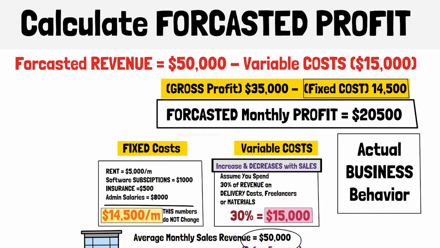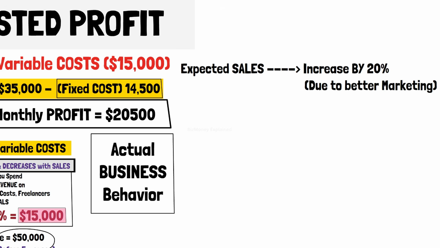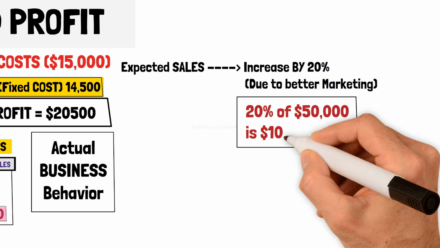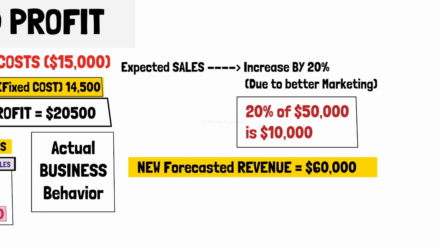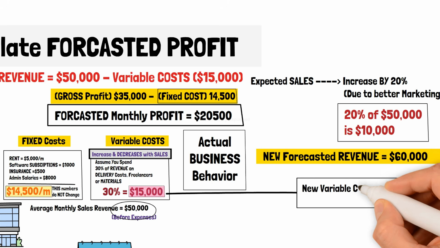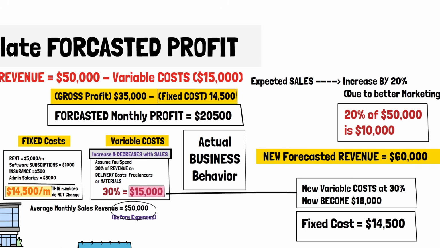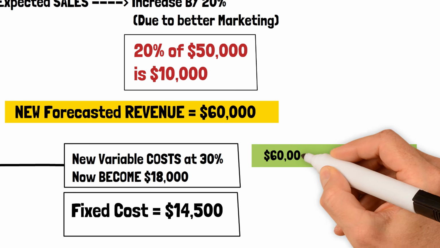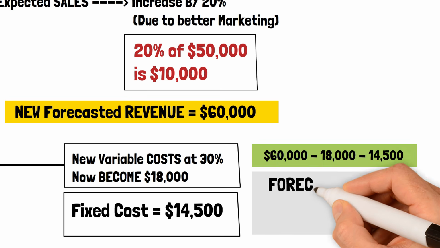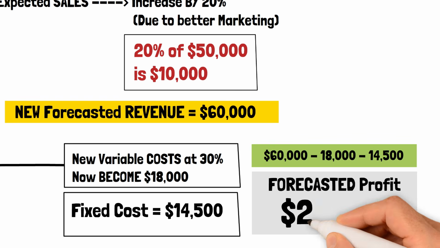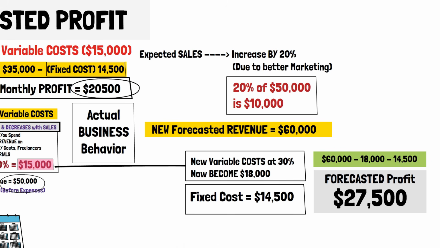Now, let us forecast for growth. Suppose you expect sales to increase by 20% next month due to better marketing. 20% of $50,000 is $10,000. So your new forecasted revenue is $60,000. Variable costs at 30% now become $18,000. Fixed costs remain $14,500. Subtracting costs from revenue, $60,000 minus $18,000 minus $14,500 gives a forecasted profit of $27,500. This shows how profit grows faster than revenue once fixed costs are covered.